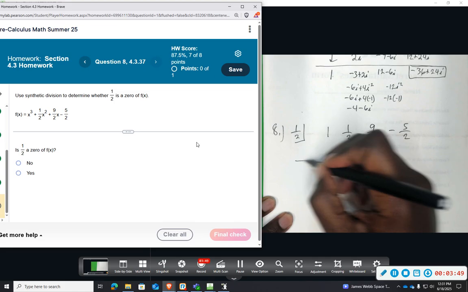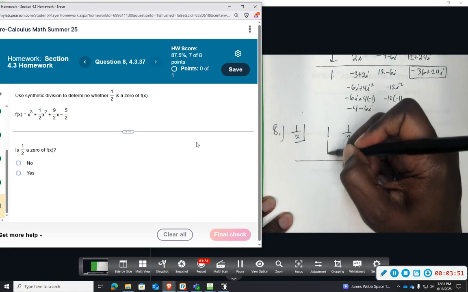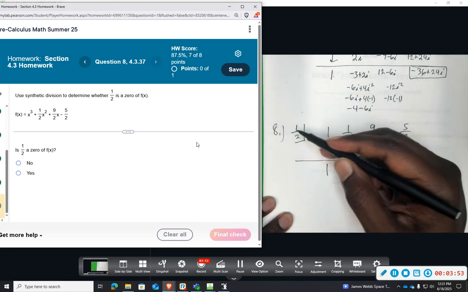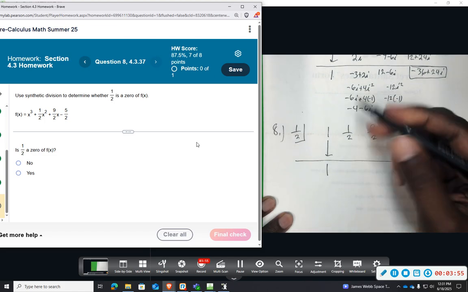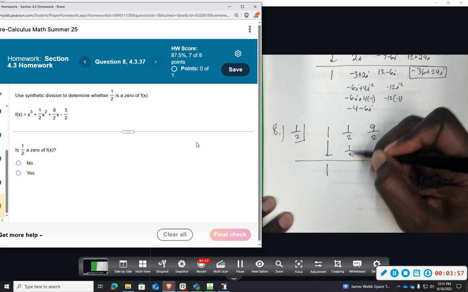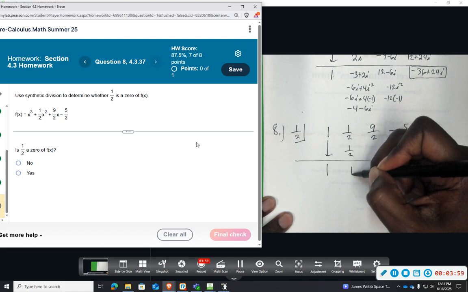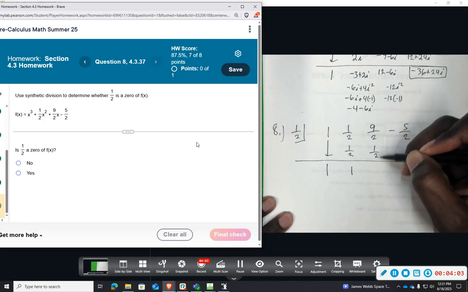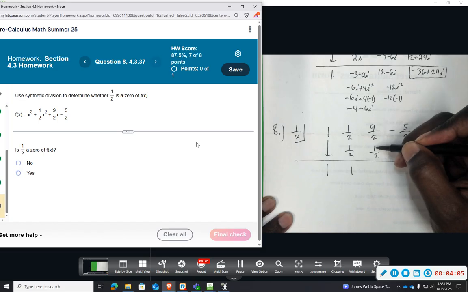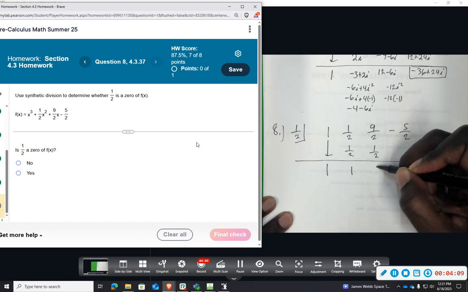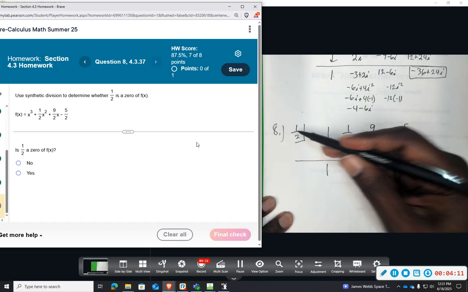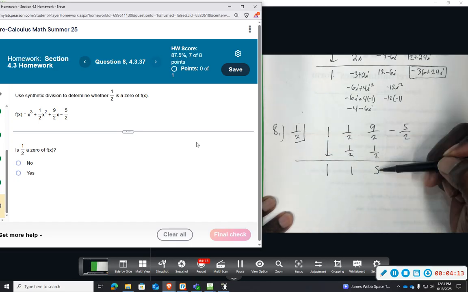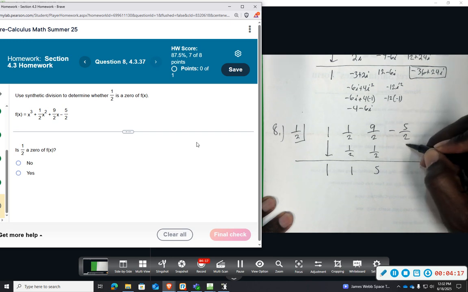Okay, so I'm going to bring the first term straight down. 1/2 times 1 is 1/2. 1/2 plus 1/2 is 1. 1 times 1/2 is 1/2. We got common denominator, so 9 plus 1 is 10. 10 divided by 2 is 5. Okay, 1/2 times 5. You're going to multiply 1 times 5 is 5. Divided by 2 is going to be 5 over 2.